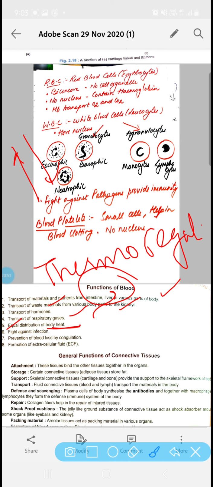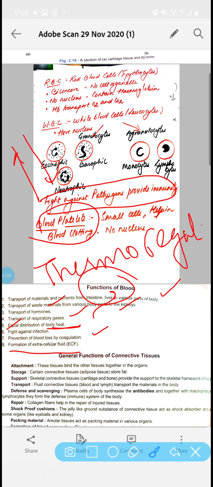Now it also fights against infection, as we have discussed about the WBCs. They are the soldiers of our body. Okay, so they prevent blood loss, as we have discussed in the blood platelets, and they form the extracellular fluid. That is, as the blood is present outside the cell, that's why it forms the extracellular fluid.